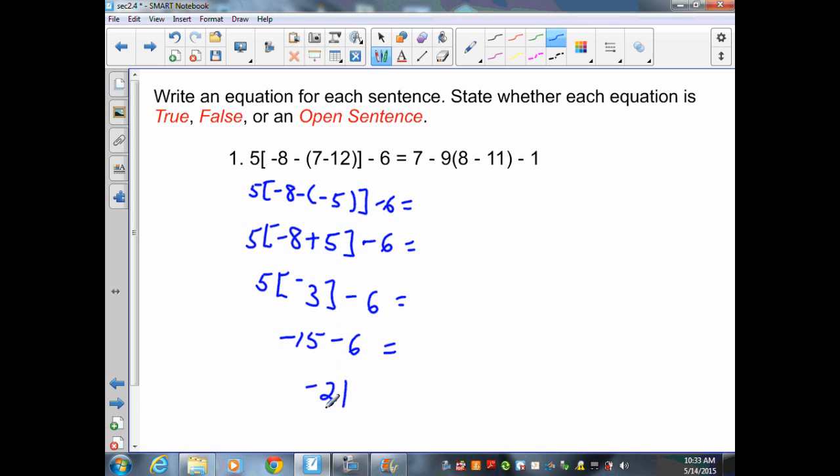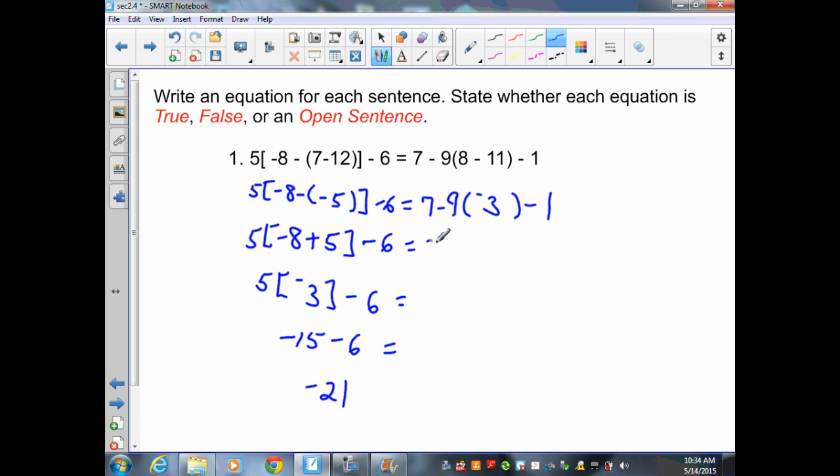Let's go to the right. On the right side, I bring down my 7, minus 9, and I'm just going to work inside my parentheses first. 8 minus 11. That's really a negative 11. I'm going to either add or subtract, but since 8 is positive, 11 is negative, different sign, subtract. 11 minus 8 is 3. 11 is bigger than 8, and it's negative, so it's a negative 3.